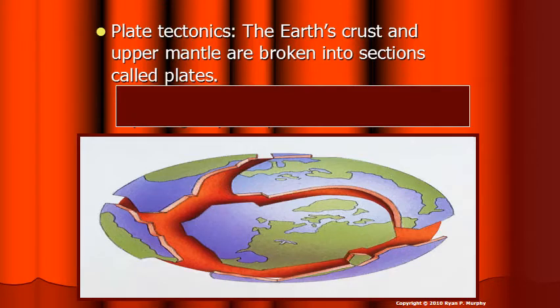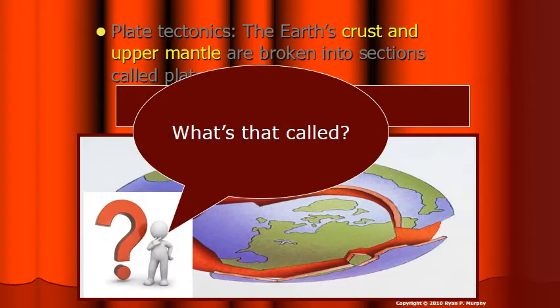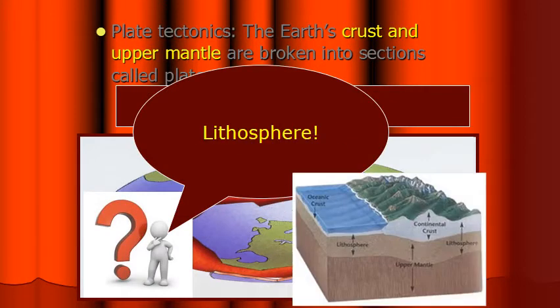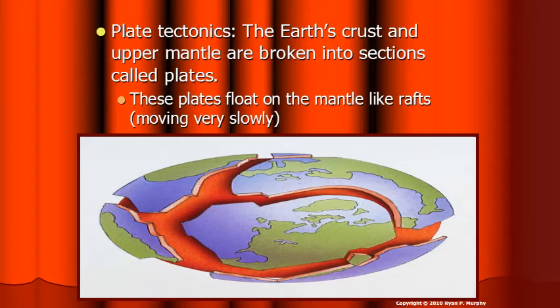This is called plate tectonics. The Earth's crust and upper mantle are broken up into sections called plates. Oh, hold on a second. What's the crust and upper mantle called again? Oh yeah, that's right, the lithosphere. Right, so the lithosphere is broken up into sections called plates, and these plates float on the mantle like rafts, and they're moving very slowly, so you don't really notice it, but you are sitting on a moving surface right now.